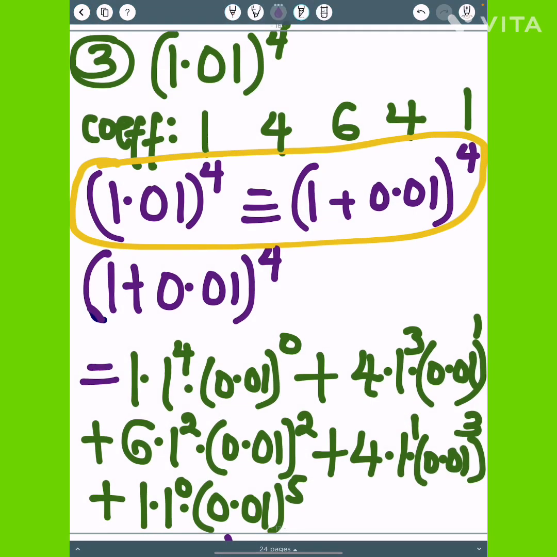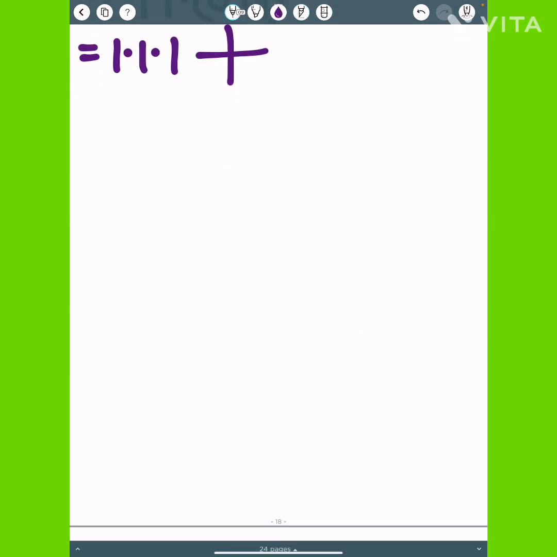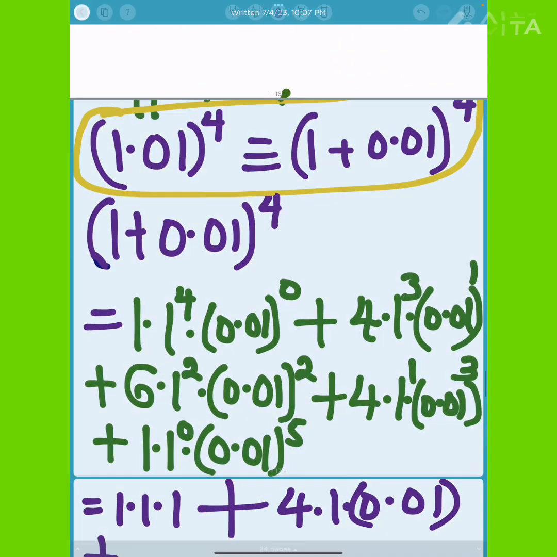Let me treat the second term now. That's 4 times 1 times 0.01. So my second term will simplify into 4 times 1 times 0.01. Let me put this in brackets so it doesn't look like something else. Next is my third term. Let's simplify the third term.